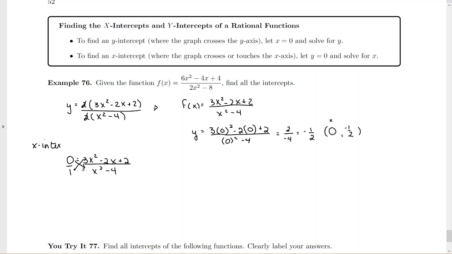So I have 1 times the numerator is just going to be the numerator, equals, and then 0 times the denominator is just going to be 0. So notice what I did here was just let the numerator equal 0 to find the x-intercept. If you tried to factor it, you wouldn't be very successful. There's no combination that's going to work here. So I'm going to try just the quadratic formula and see what I end up with.